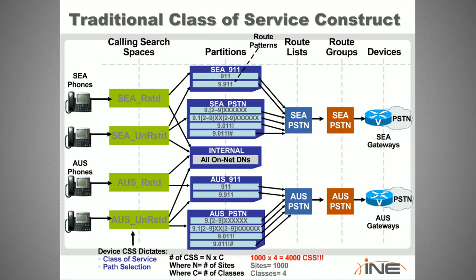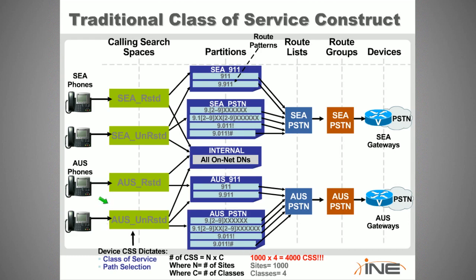Okay, so typically, or I should say traditionally, calling search spaces, if we use the traditional approach, which is what this is, they're there for two main reasons. One is site-specific call routing or path selection, and the other is our class of restriction or class of service. Okay? And what this means is that in order to get class of service and site-specific call routing or path selection, the number of calling search spaces we have to create equals the formula n times c, where n is the number of sites and c is the number of classes.